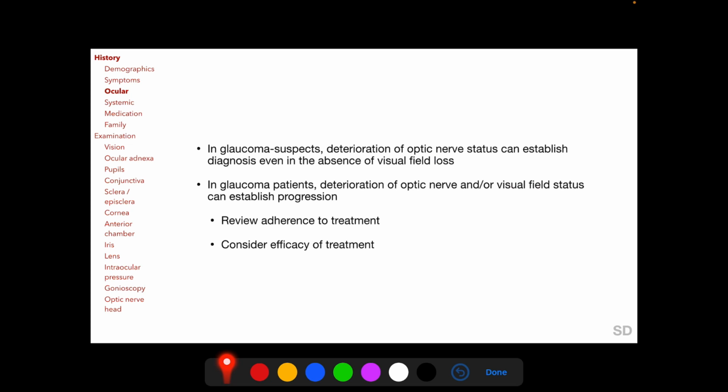And in these patients, we have to inquire about compliance to therapy, and we also have to consider the efficacy of current ocular hypotensive therapy, and also consider recording diurnal variation to look for peak IOPs escaping detection during office hours.